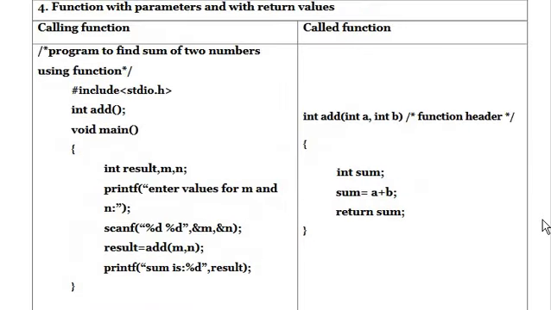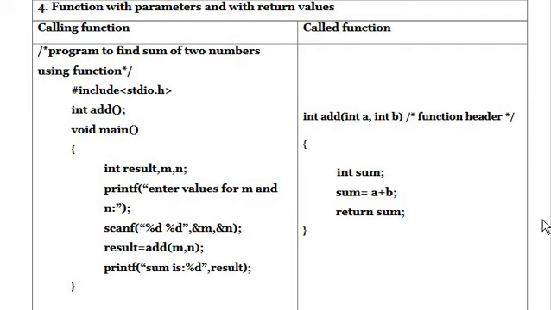And prototype 4, functions with parameters and with return values, the same example. So there is a mistake here, there is a mistake in the function declaration. Look at the declaration before main. Int add int comma int semicolon must be there, but that is missing here, so note it down.